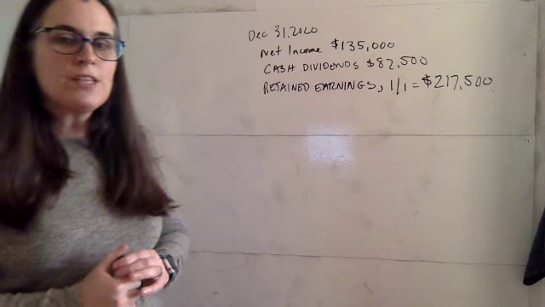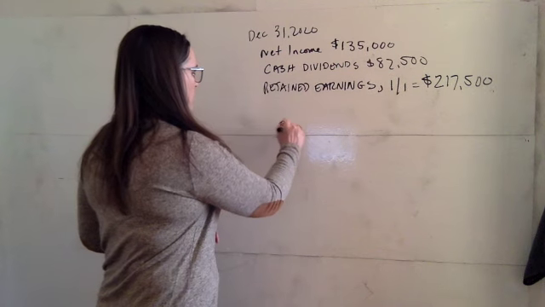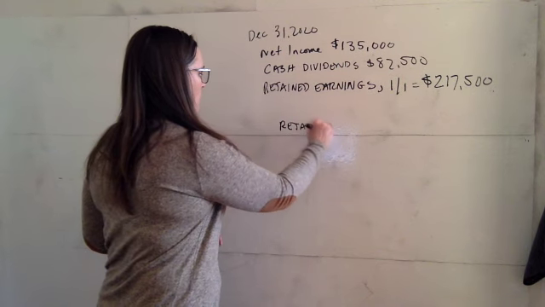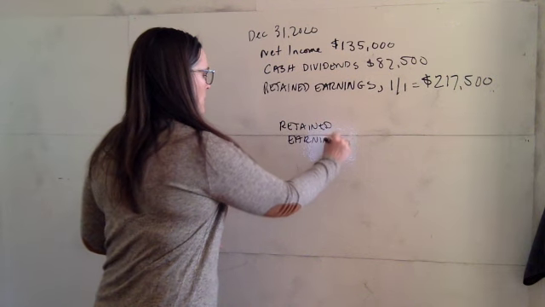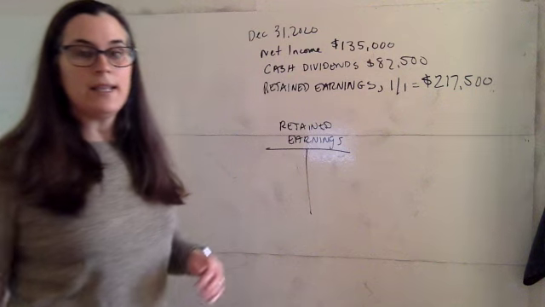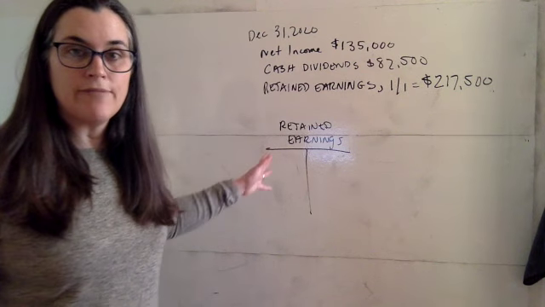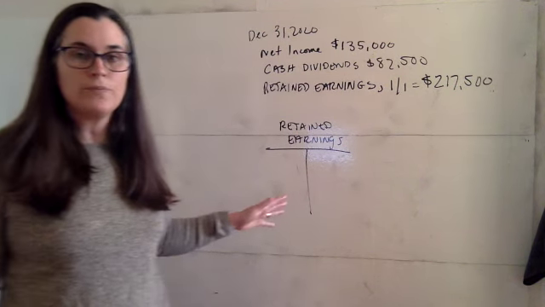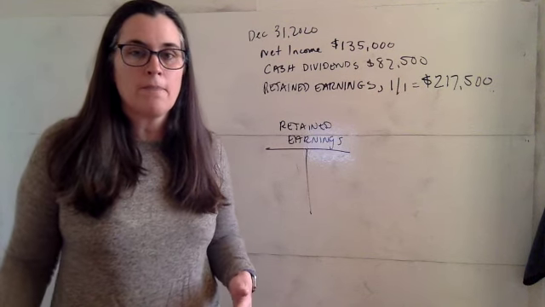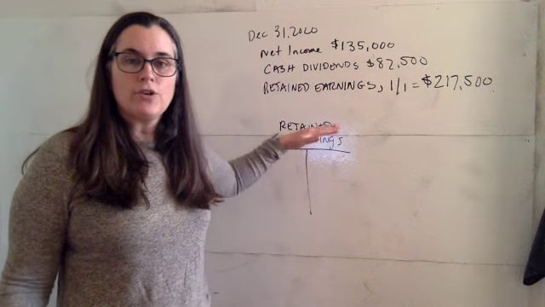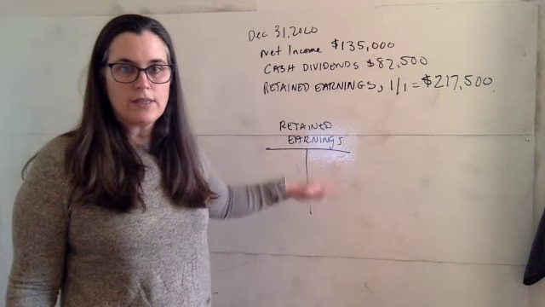Okay, so this problem is asking us to find out something about this account called retained earnings. Now, retained earnings is a new account that we are learning about in Principles 2. You didn't have this in Principles 1, so this is new. And it's new as of Chapter 13 because it's a corporate-specific account. So the first thing we want to do here is create a T account. Okay, you can see I've done that here on the board.